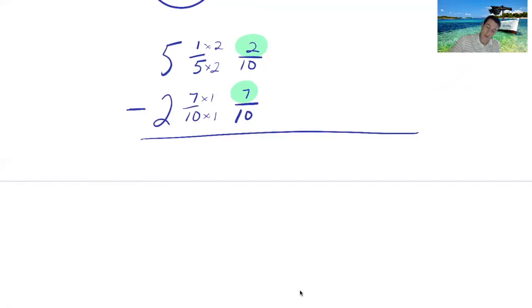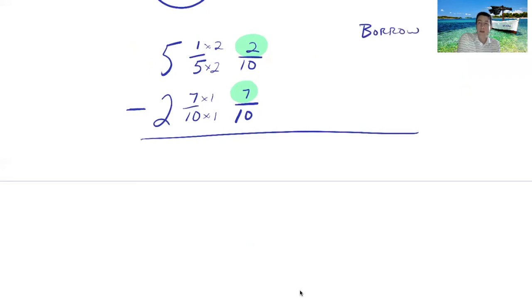We wouldn't do this problem. Oh, geez, sorry. 2 minus 7. Now we can't do that. And once again, because this is not addition or multiplication, order does matter. We have to keep them in this order. And this is where we have to borrow.